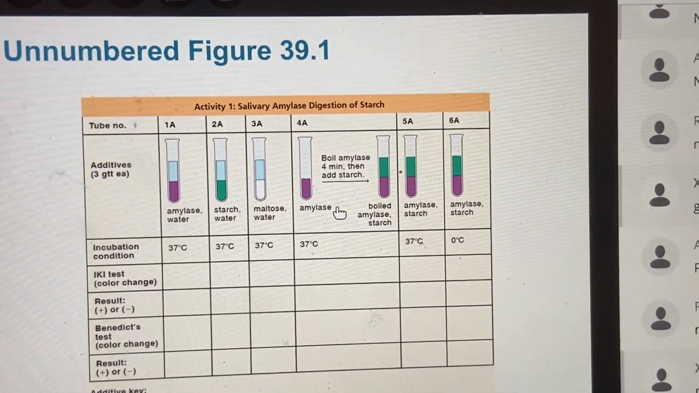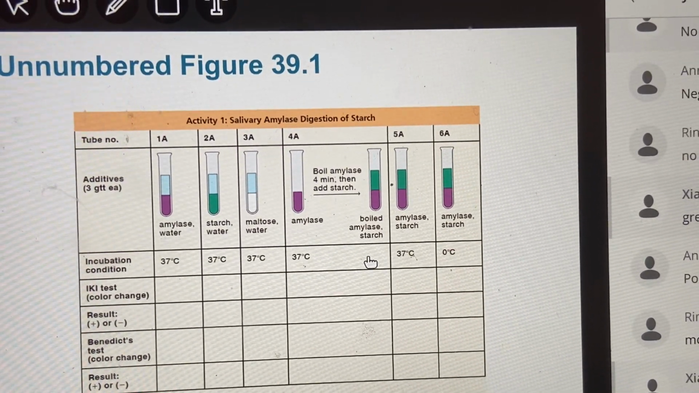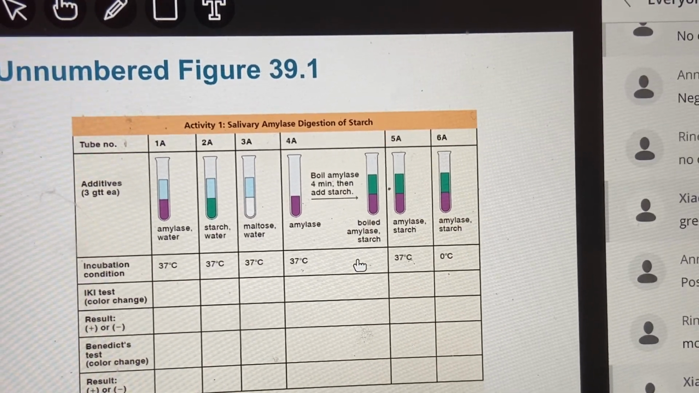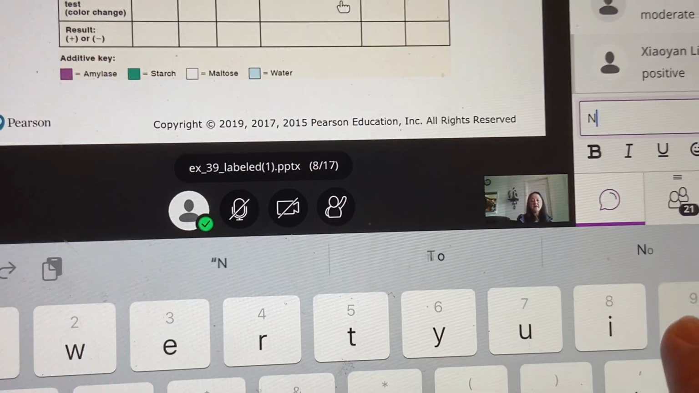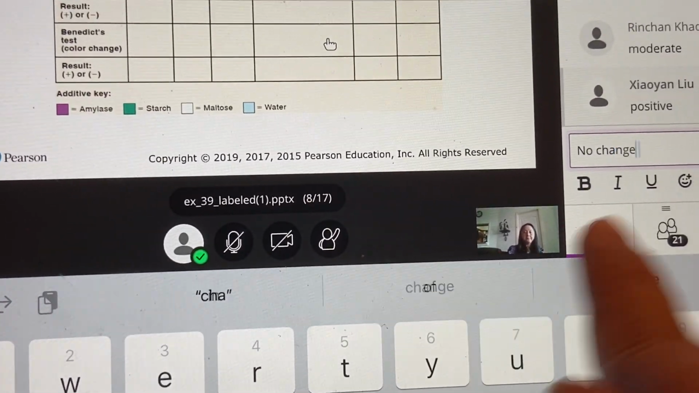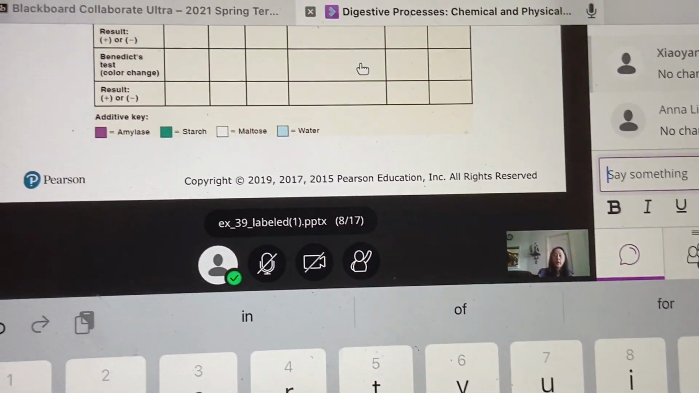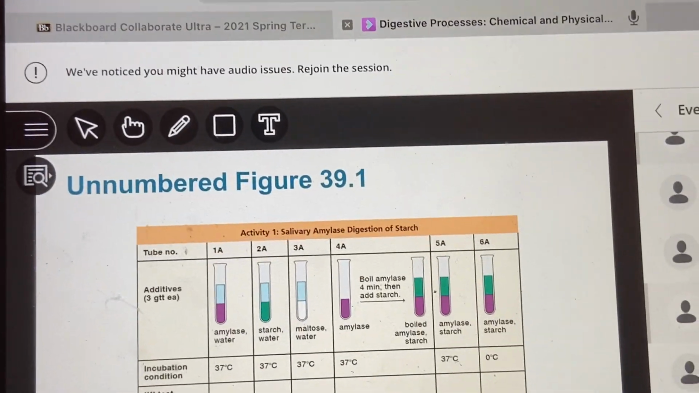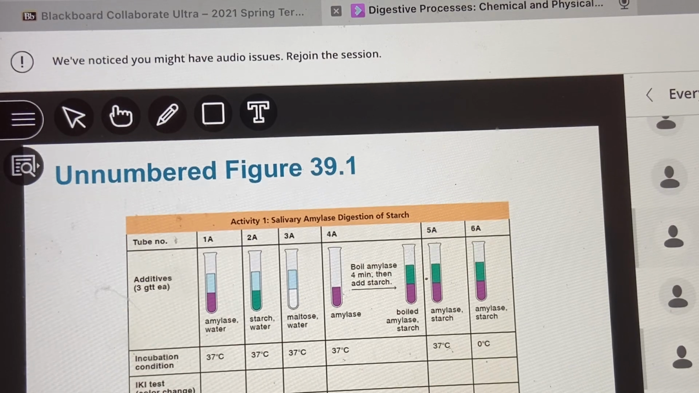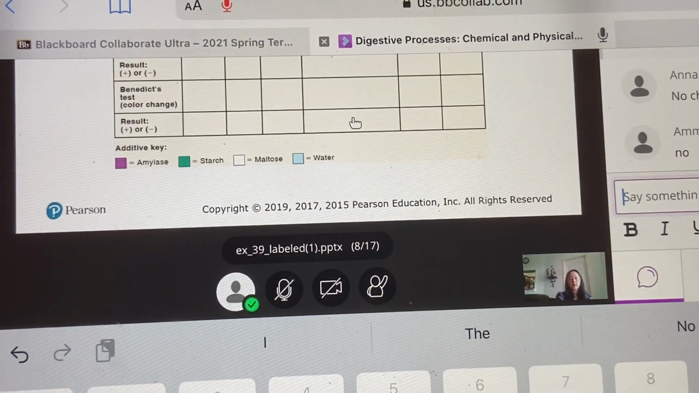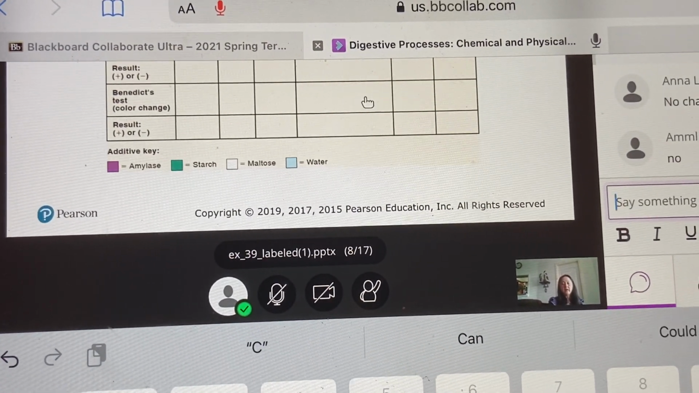What about here? You boil the amylase at 37, you soak it at 37 for 1 hour. So we test it for Benedict's. What will happen? The amylase didn't work. There is no change. Yes, you will not break down this starch. Okay, easy, right? Now it's getting easier because you understand what we are doing. So it's negative here. There's no change.